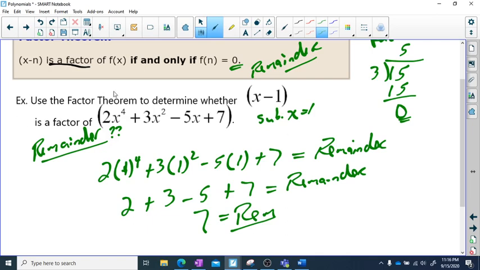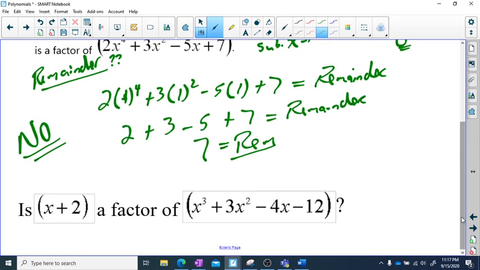So therefore, to answer their question, is x minus 1 a factor of that? No, it is not, because it doesn't go evenly. I'm getting a remainder. Right? So according to this up here, it can only be a factor if you get 0 for a remainder. All right, let's try another one.